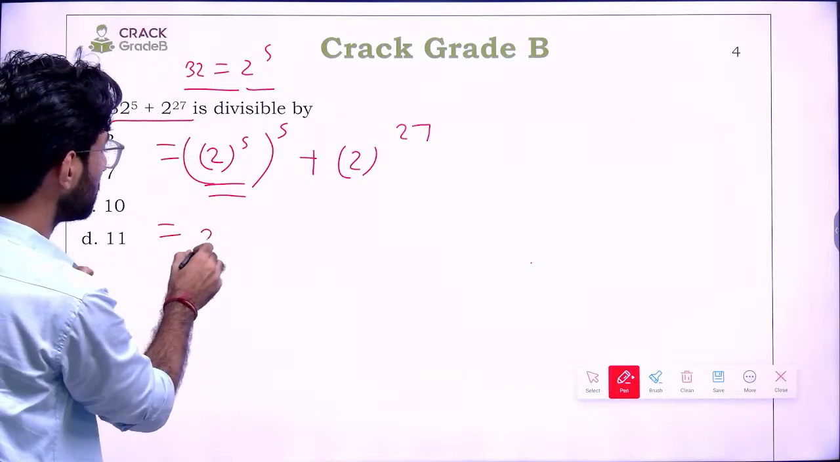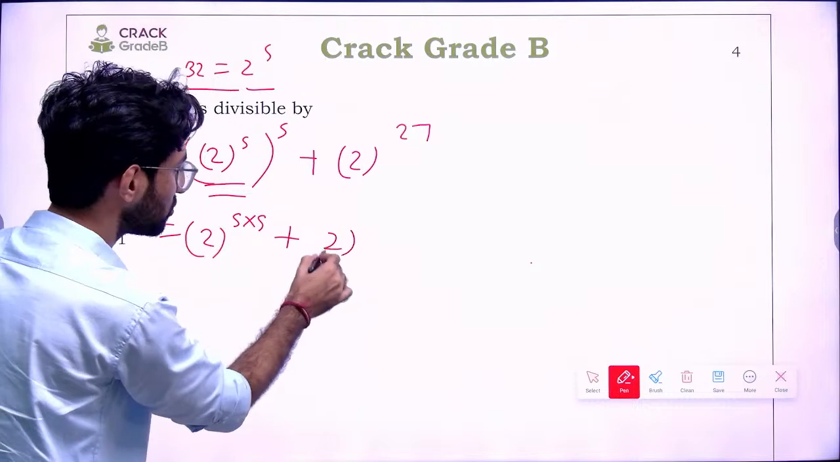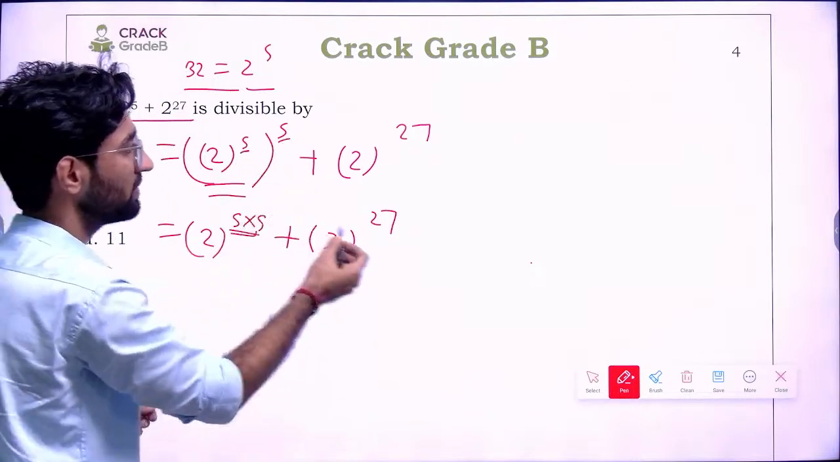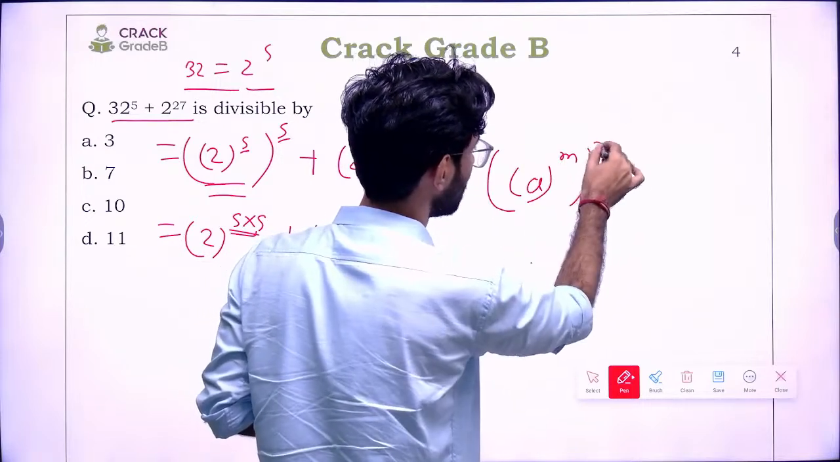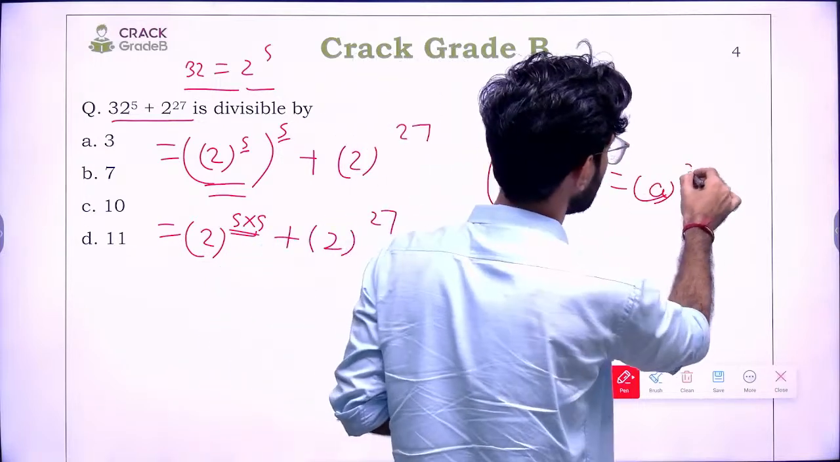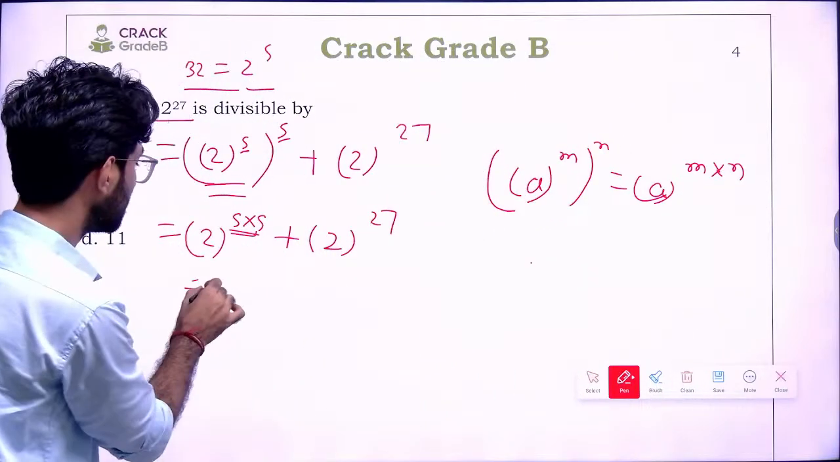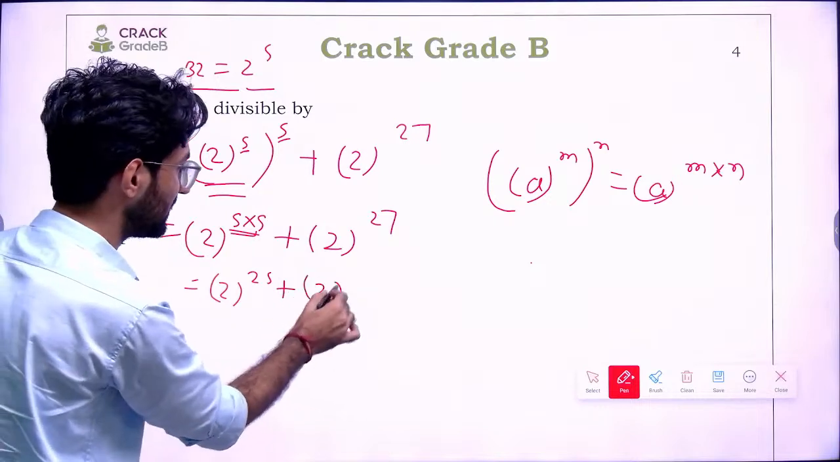So what we can do here, we can do 2 to the power 5 into 5 plus 2 to the power 27. Why did I multiply this 5 with this 5? We know that a to the power m to the power n equal to a to the power m into n, right? Okay, so it is 2 to the power 25 plus 2 to the power 27, right?